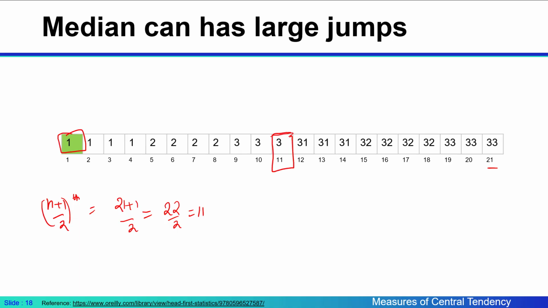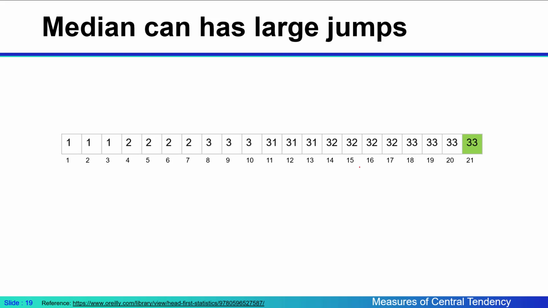The moment one person joins, my median suddenly becomes 3. And how about the mean, which is the summation of x by n? If you calculate the mean of this, it will be 16.2. Previously the mean was 17, and here I got 16.2. Let me give you one more scenario. What happens if an adult with age 33 joins the club? What happens to the mean and median?